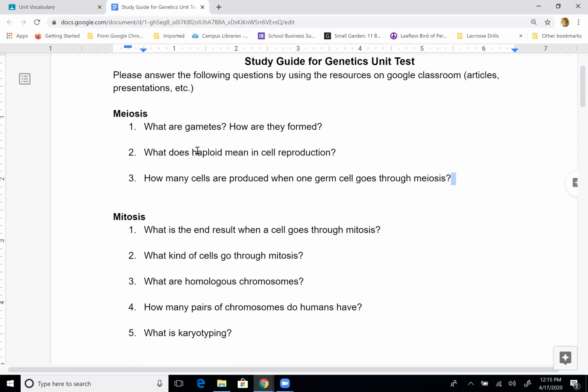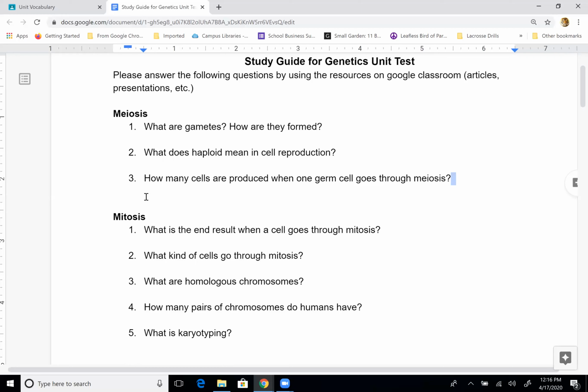Okay, so your body cells, your somatic cells, which go through mitosis, have 46 individual chromosomes, or 23 pairs. And those are considered diploid. All right, so that's the big difference between meiosis and mitosis. And so then you have to go over terminology like gametes. Those are the sperm and egg cells. How are they formed? Through meiosis.